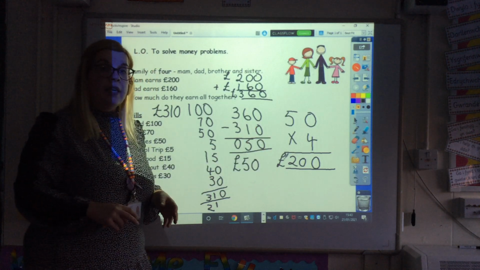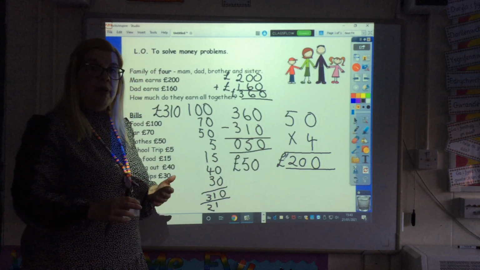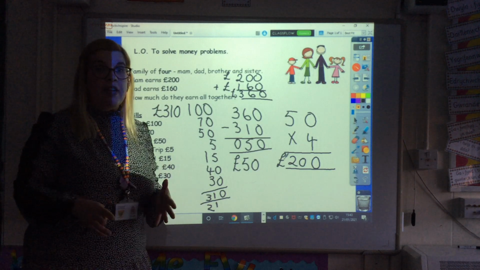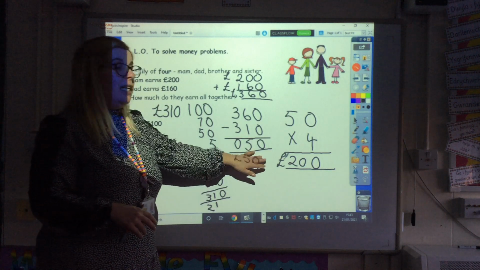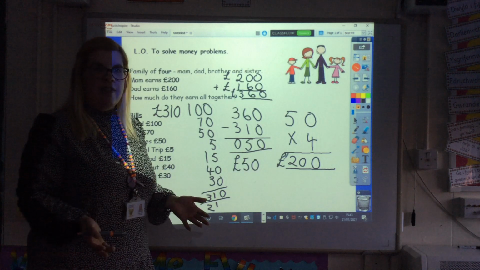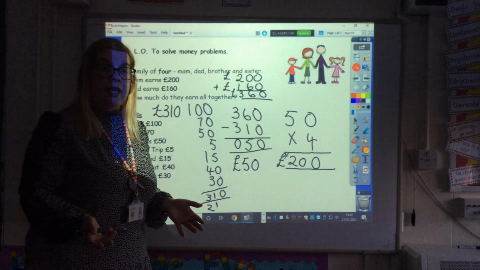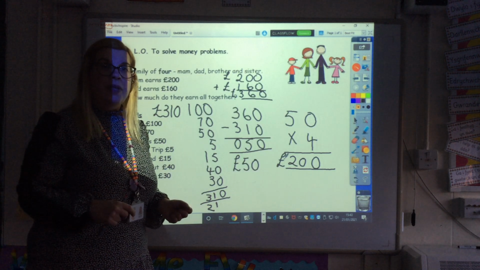So on the website, there's a budget planner to see whether you can work out whether the family I've given you is having money to save at the end of the month, or whether they have nothing left at all and they spend it all every week. Okay? Good luck. I look forward to seeing your work.